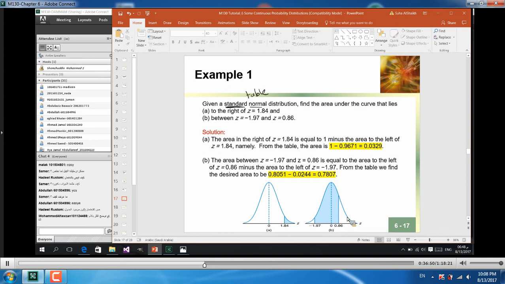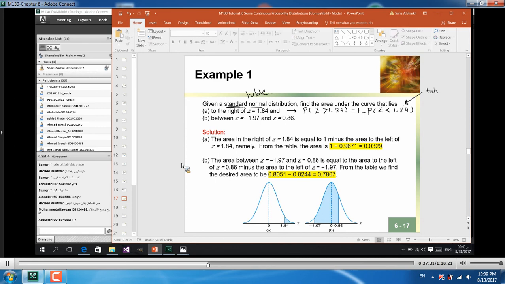It gave me the standard. Find the area under the curve that lies to the right of 1.84. To the right, meaning what? On the right. I'm talking about the probability of z greater than 1.84. The table only gives me less than, right? But I know that 1 minus the probability of z less than 1.84 is the same as that. Okay, now this is something I can directly get from the table.